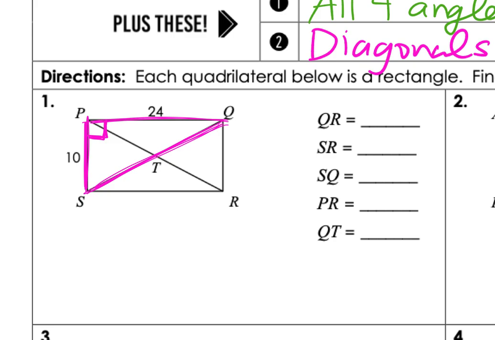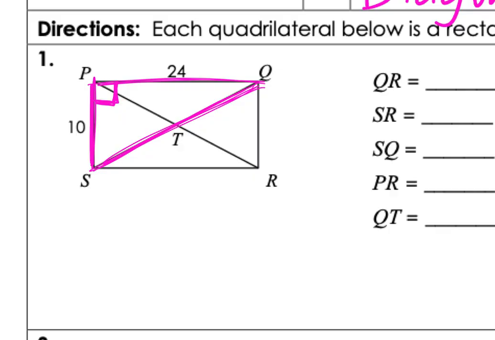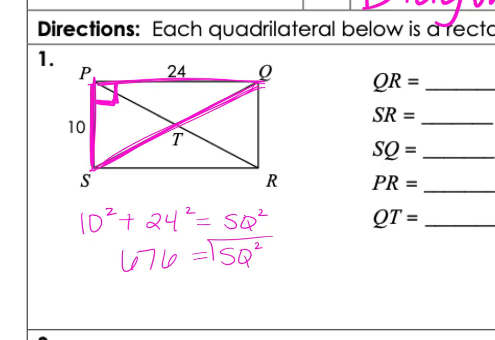Do you see it now? The Pythagorean theorem, right? Yes, it's a rectangle, but within that rectangle is a right triangle. And if you know 2 of the sides of a right triangle, Pythagorean theorem for the third. That's tough, huh? A little tricky. So 10 squared plus 24 squared equals SQ squared. 10 squared plus 24 squared is 676. And that is your SQ side squared. So take the square root of that. So SQ is 26.